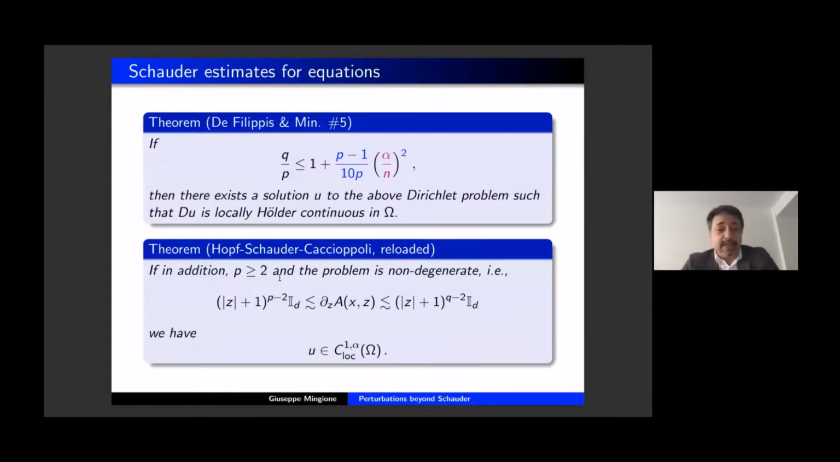Okay, and for this case, we can prove exactly the same things. We can prove the same things, saying that if you have this bound, then there exists a solution with a locally Hölder continuous gradient in the interior. And if the equations are non-degenerate, we finally come to the classical Hopf-Schauder-Caccioppoli theorem for equations. So this actually put a dot on a question for Schauder estimates that has been discussed for many decades.